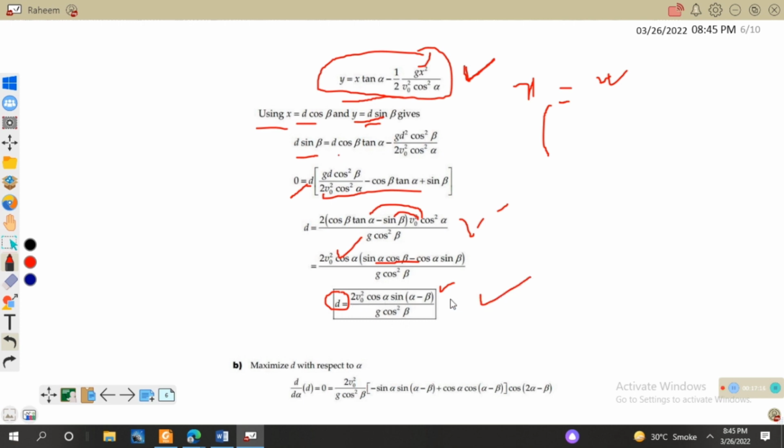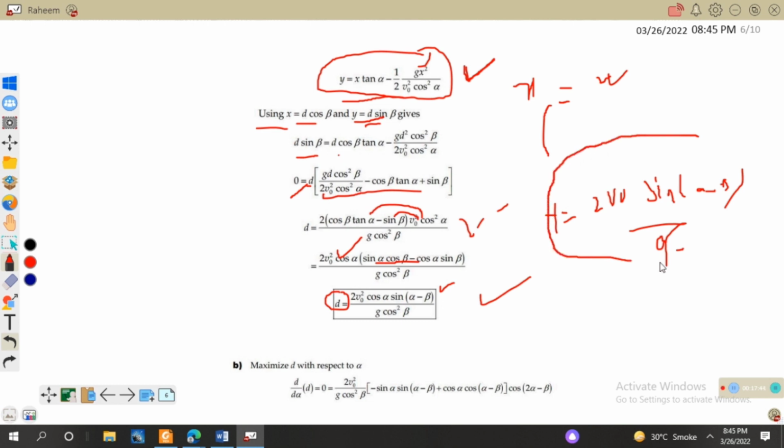And if you want to find the time for the inclination in this case, so definitely this will contain some term like T = 2 v naught sin(alpha minus beta) over g and some other term. So you should now write the expression for time of flight for the inclined case.